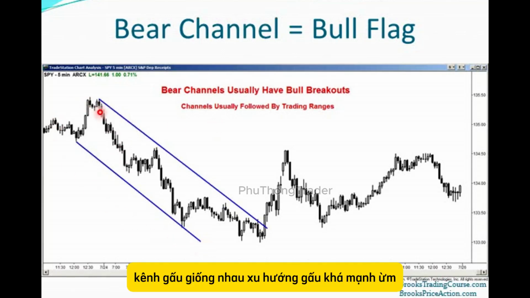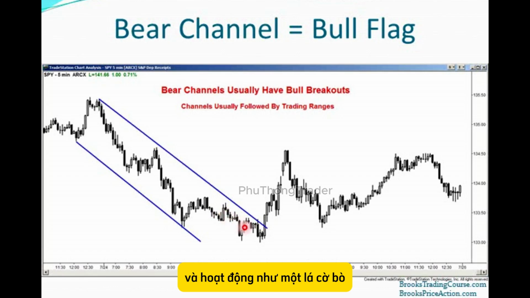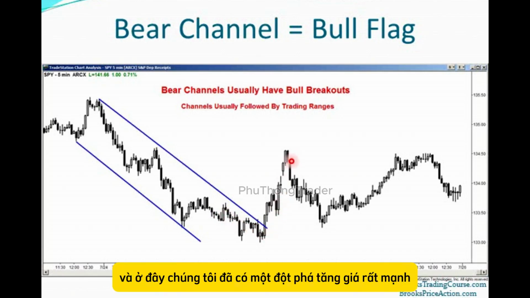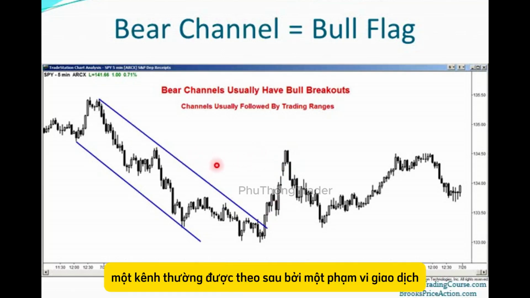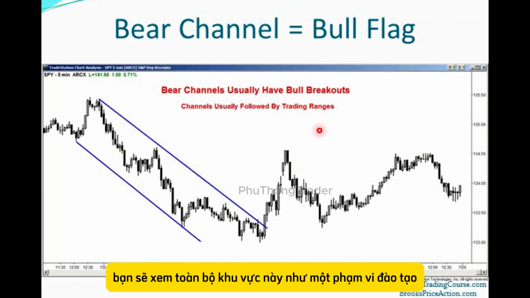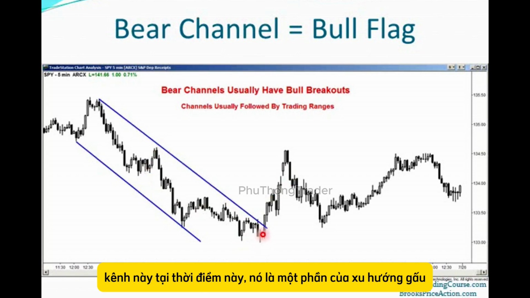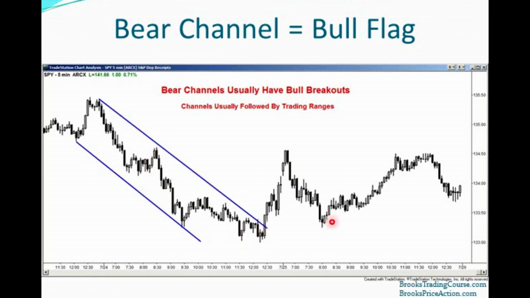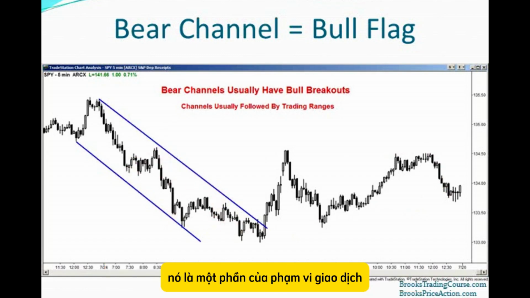Bear channels, same thing. Pretty strong bear trend, but a bear channel, so you should assume it'll break to the upside and function like a bull flag. And here we had a very strong upside breakout. And ultimately, a channel is usually followed by a trading range. If I remove these lines from the chart, you would look at this entire area as a trading range. So the channel evolved into a trading range. This channel, at this point, it's part of a bear trend, but at this point, you look at this channel and you say it's part of the trading range.